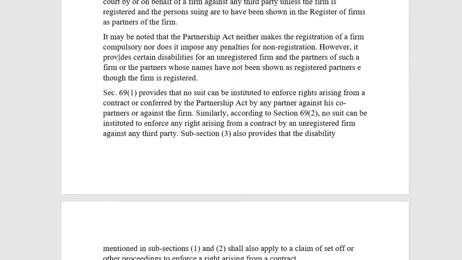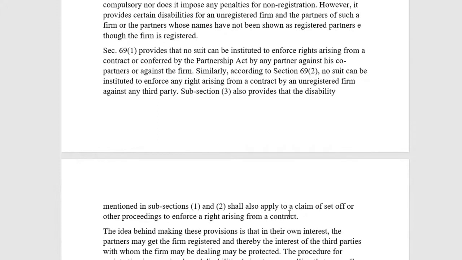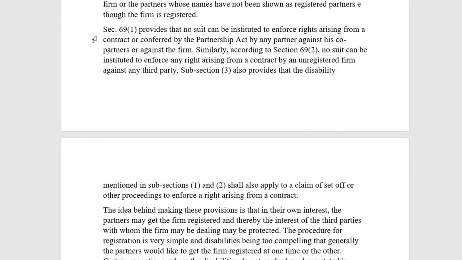Here it may be noted that the Partnership Act neither makes registration of a firm compulsory nor imposes any penalties for non-registration. However, it provides certain disabilities for an unregistered firm, and for partners whose names have not been shown as registered partners, though the firm is registered. That means, what consequences will follow if the names of certain partners have not been registered, or if the partnership firm itself is not registered. Those things we have to see under 69(1), 69(2) and 69(3).